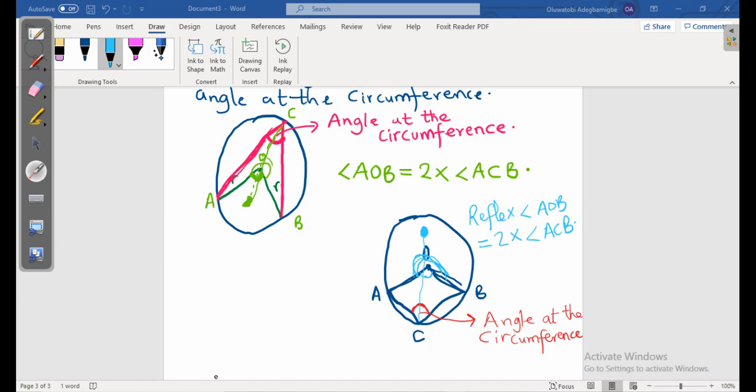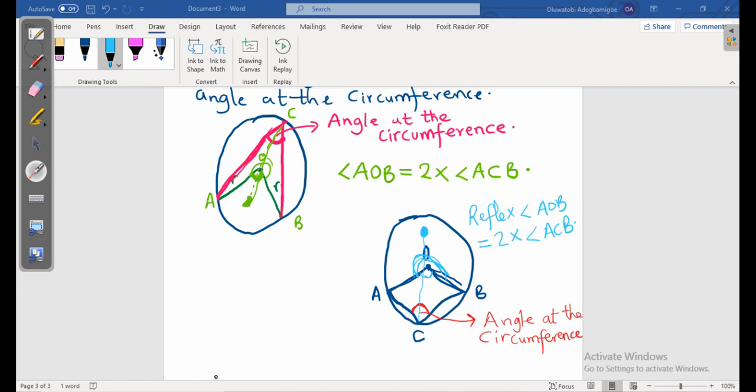Similarly, if we have the diagram in this form, this is a radius, this is another radius. However, this is a chord, this is a chord. Where the two chords meet becomes the angle at the circumference. Then from there we draw another line passing through the center, stopping here. Which of the two angles at the center is closer, the interior or the reflex? You see that the reflex is closer than the interior. And that's why we say reflex AOB is equal to 2 times angle ACB.